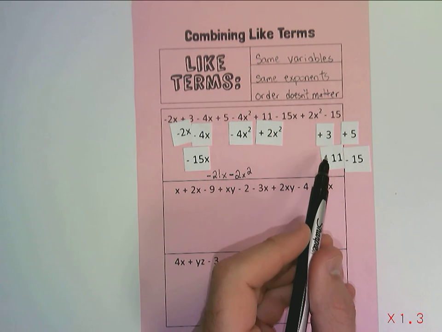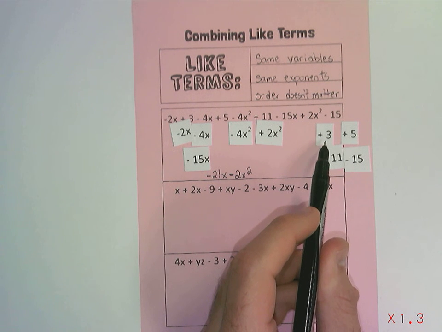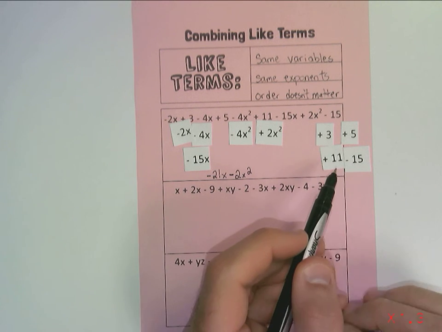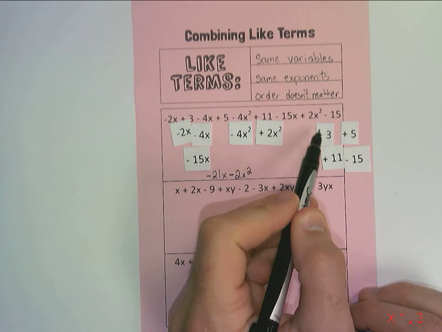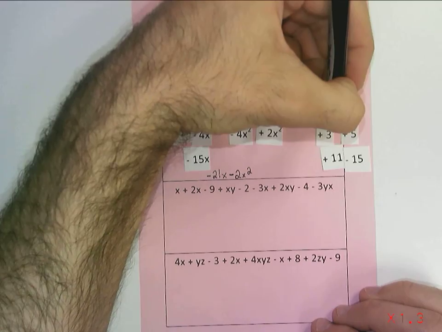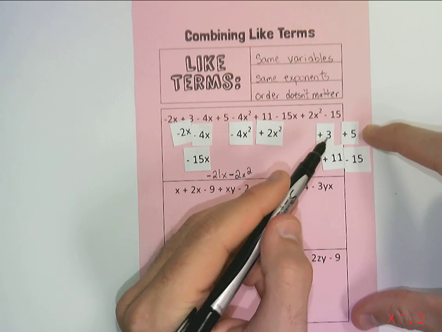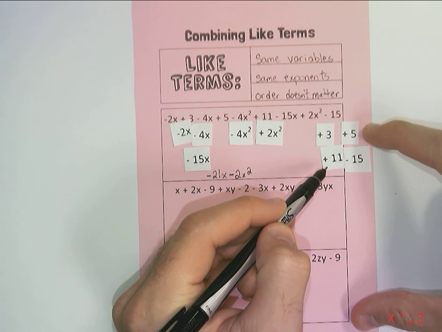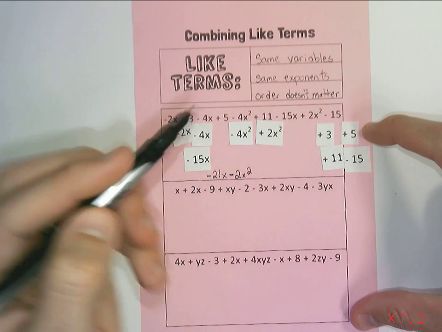And then last but not least, we have the constants here. We have a positive 3, a positive 5, a positive 11, and a negative 15. So one thing that I do want to stress is that when you cut these out, make sure that the sign that's in front goes along with the number. So we should have a positive 3 and a positive 5, which would give us a positive 8, plus another positive 11 would give us a positive 19. And then if we subtracted 15 from that, we would get a positive 4.